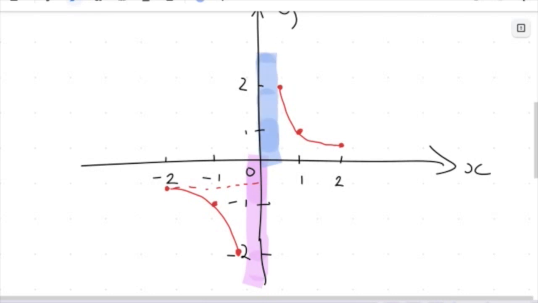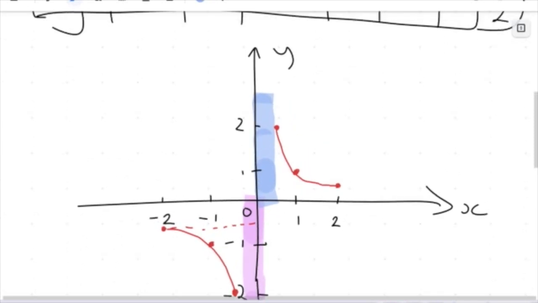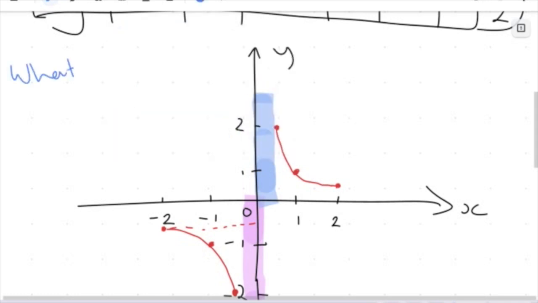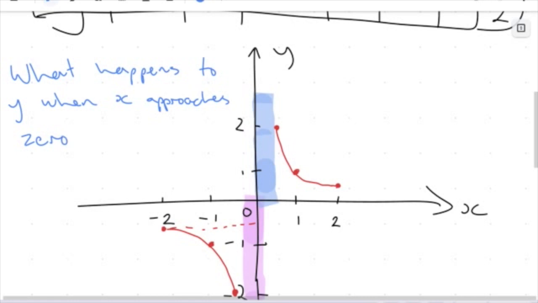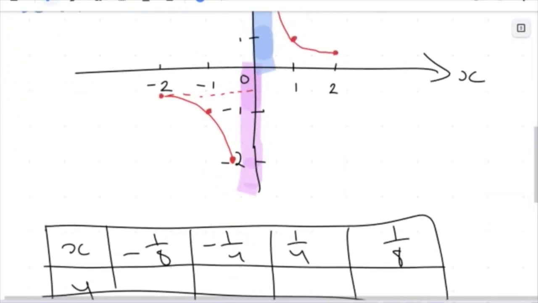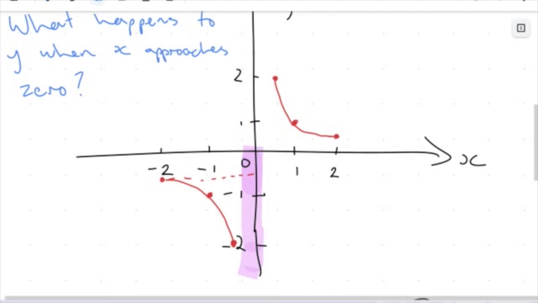So in other words, we're finding what happens in the y for these really small values of x. What happens when my x, in other words, approaches 0? So we're asking ourselves this question. What happens to y when x approaches 0? That's the first question we're going to ask ourselves, because that's a bit of an empty piece of our graph for the time being. So we want to see what's happening in these highlighted bits.